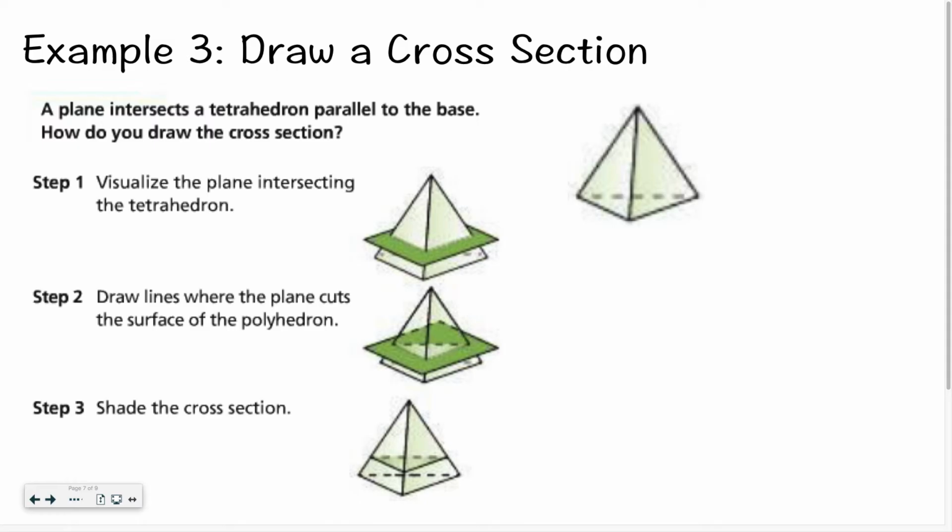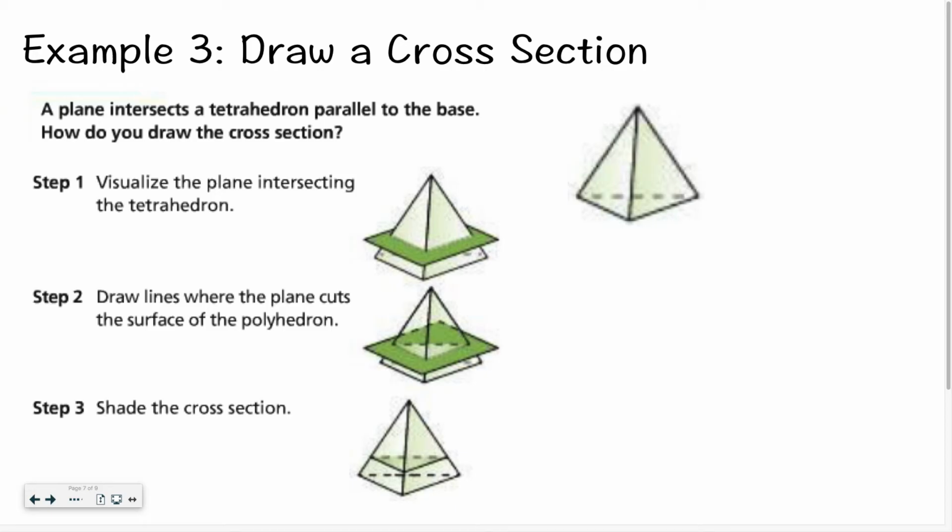Sometimes I will ask you to draw a cross-section. So let's say we have this tetrahedron. Just so you guys know, a tetrahedron is a type of pyramid. It's the type of pyramid that has the triangular base, okay? So a tetrahedron is a pyramid with a triangle base. A plane intersects a tetrahedron parallel to the base. How do you draw a cross-section?